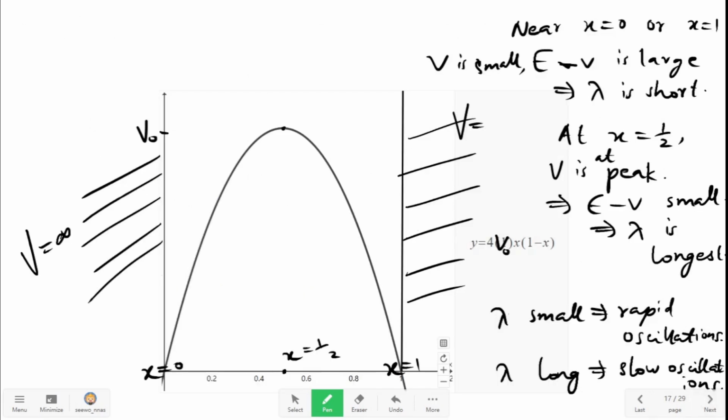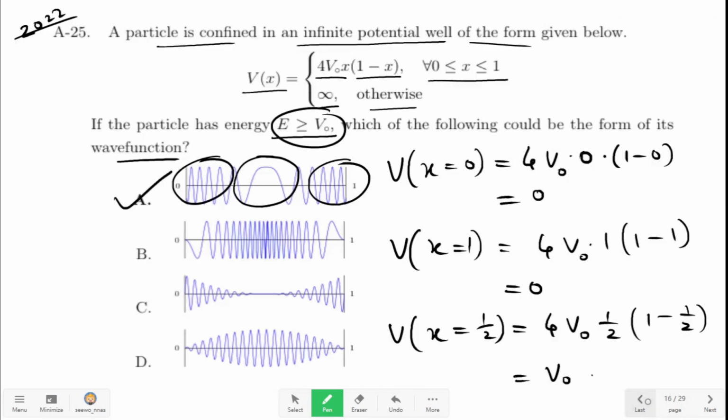Near x = 0 and x = 1 we have smaller wavelength, and therefore we expect the oscillations to be rapid. And near x = 1/2, V is peaking, E minus V is small, which means lambda is longest, and therefore oscillations should be slower. Therefore the correct option here is option A.